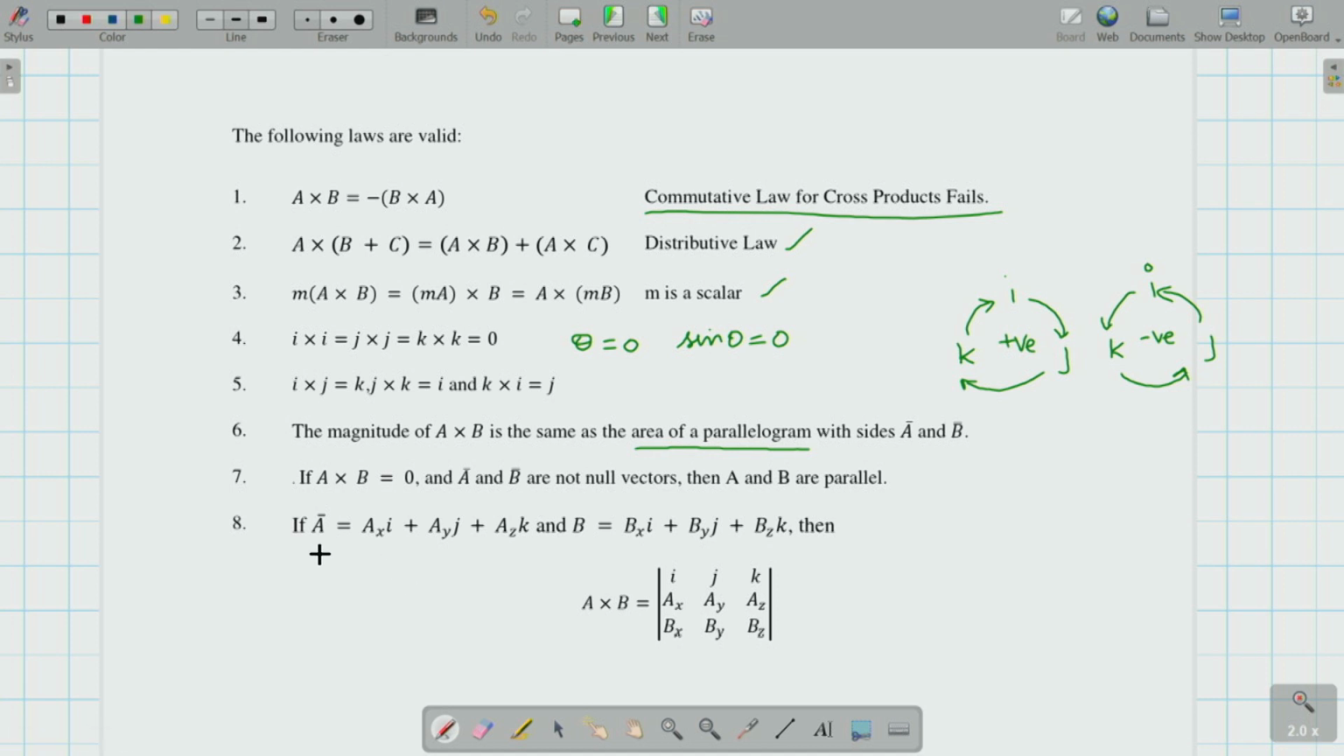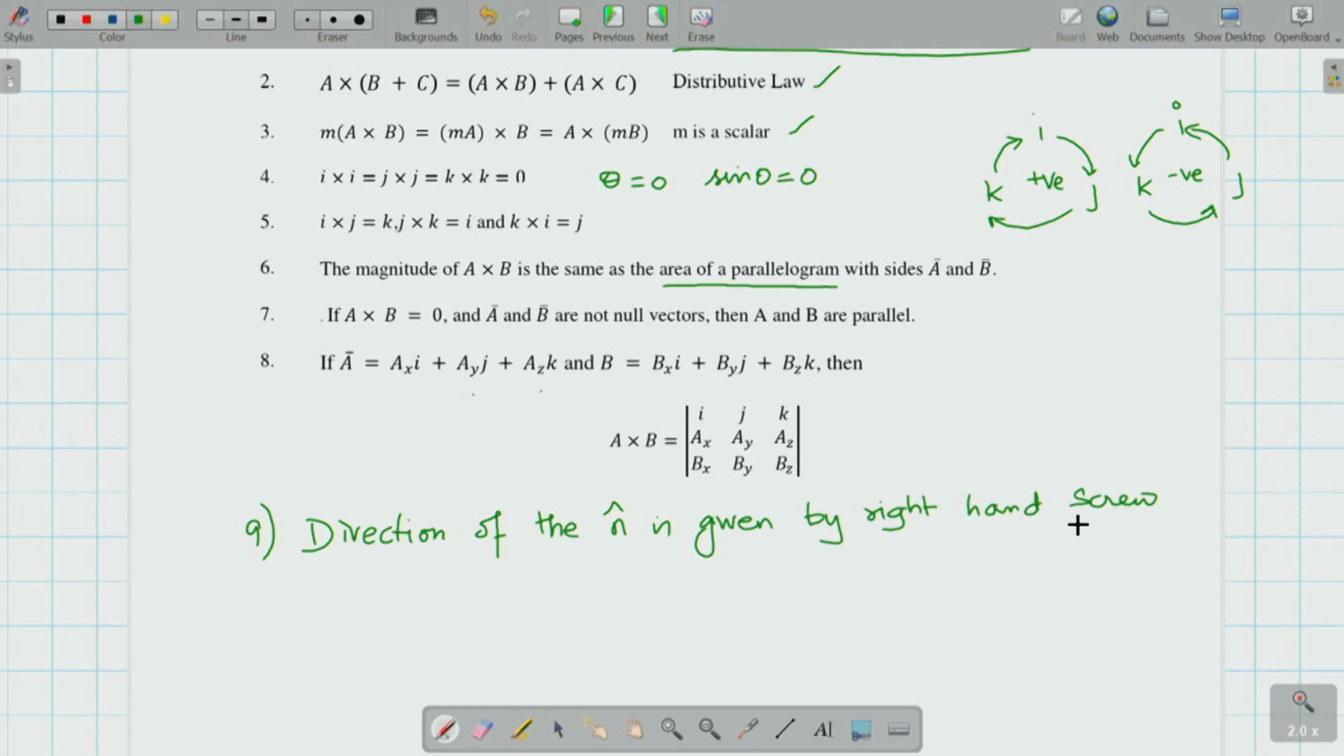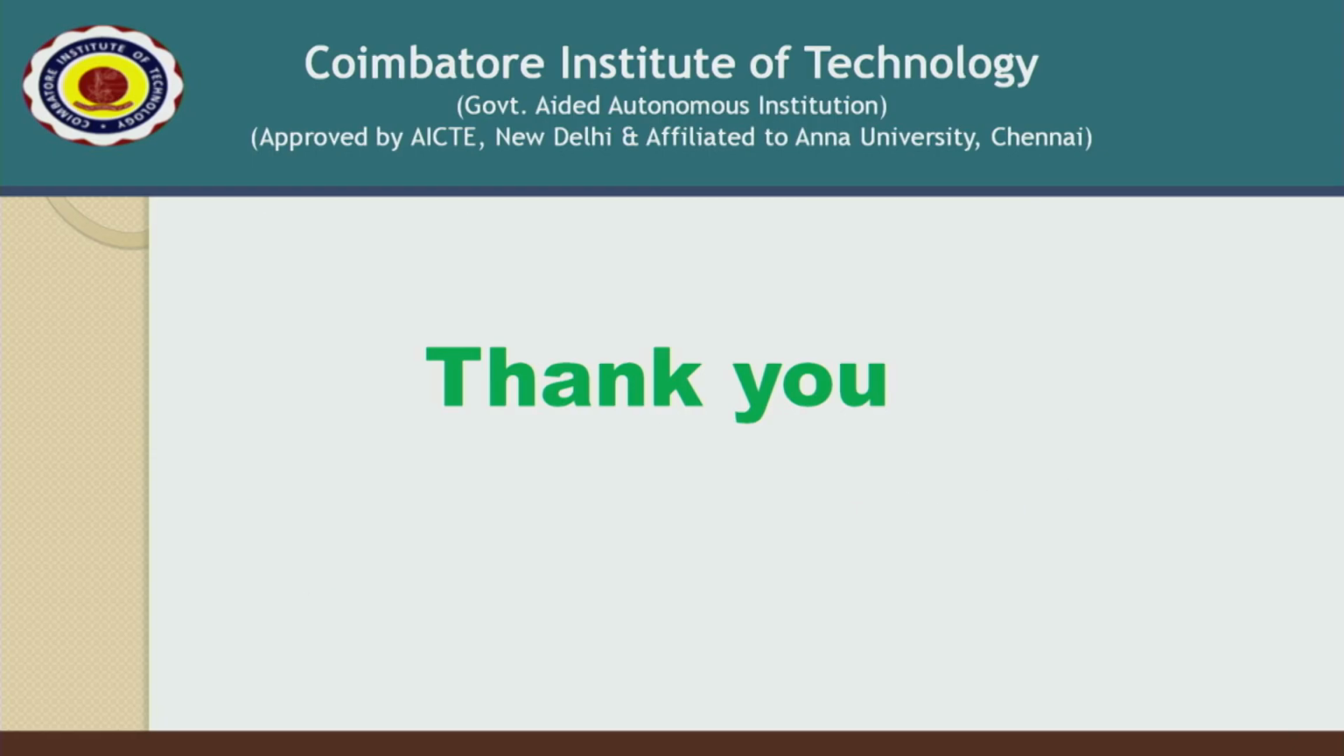If the A vector is denoted as AXi plus AYj plus AZk and B is denoted as BXi plus BYj plus BZk, A cross B is given by the determinant as shown below. The direction of the n vector, I haven't mentioned it here, I will write it here, is given by. With this brief information, we will try to work on certain problems.